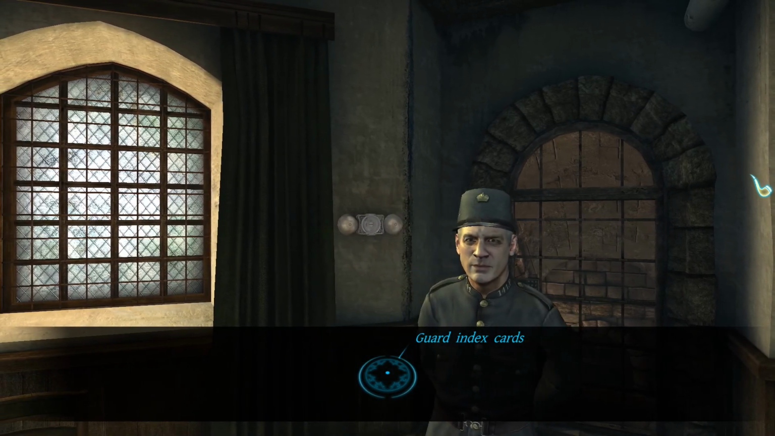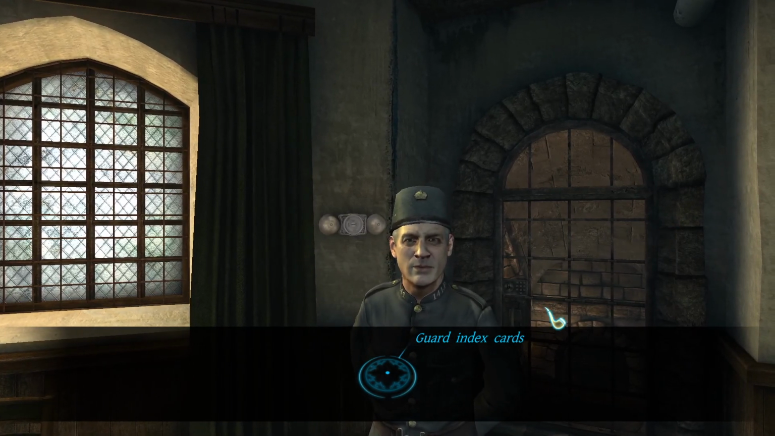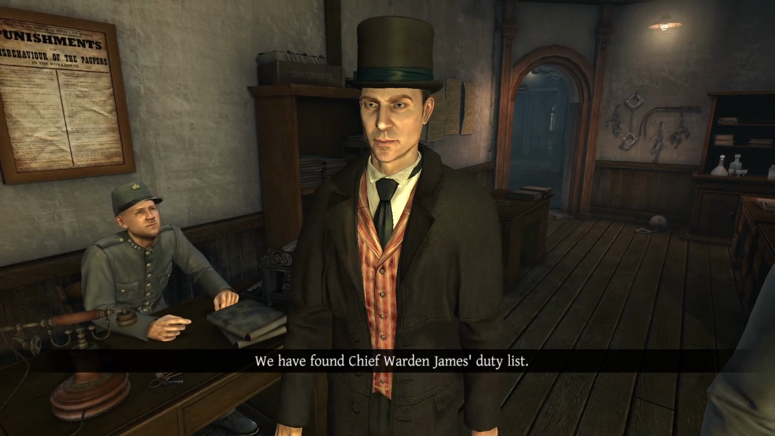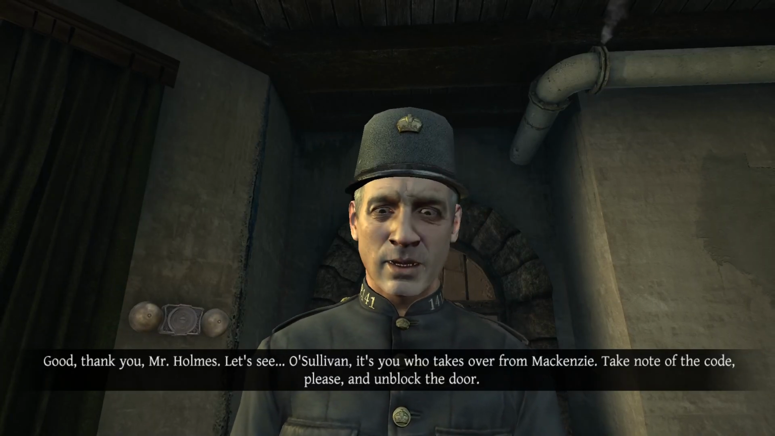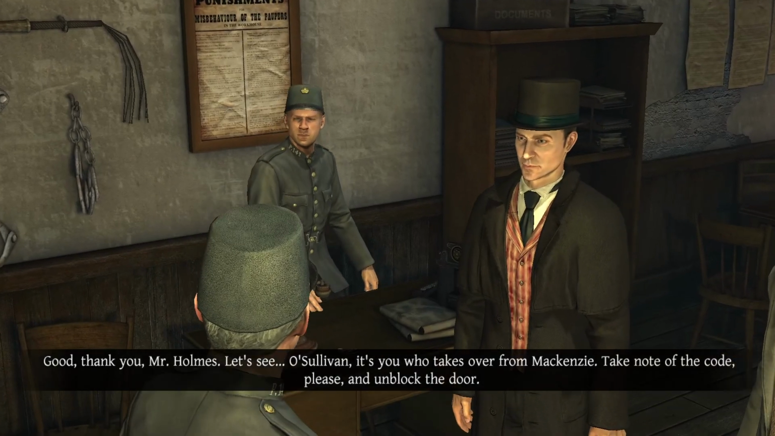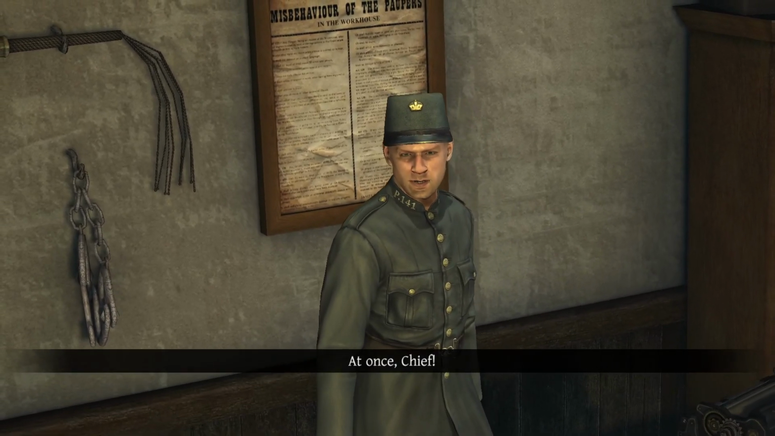Oh, basically if we would try to come here without the list, we couldn't get in before we get the list. Okay. We have found Chief Warden James's duty list. Good. Thank you, Mr. Holmes. Let's see. O'Sullivan, it's you who takes over from Mackenzie. Take note of the code, please, and unblock the door. At once, Chief.